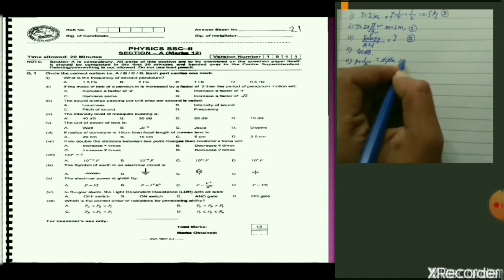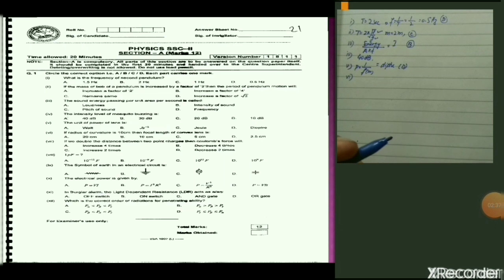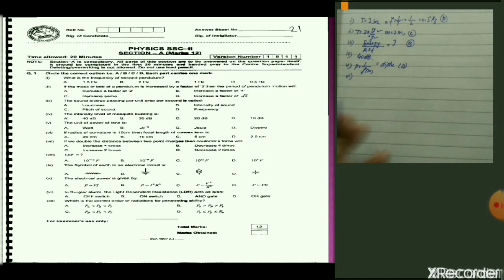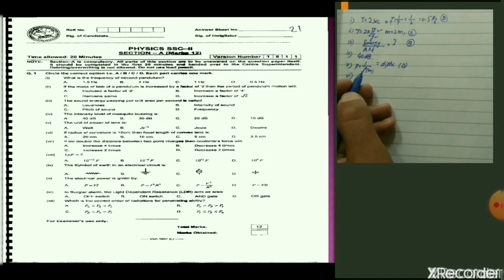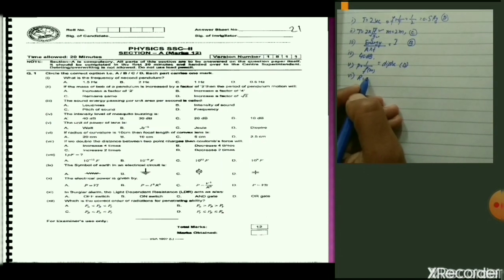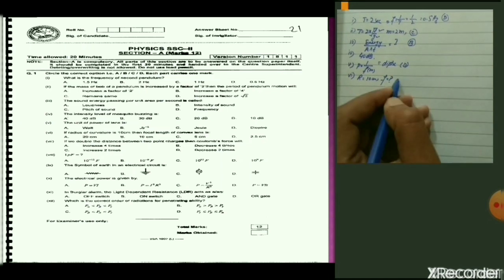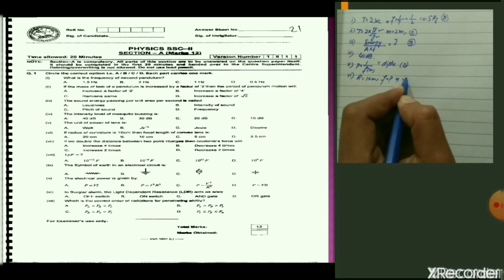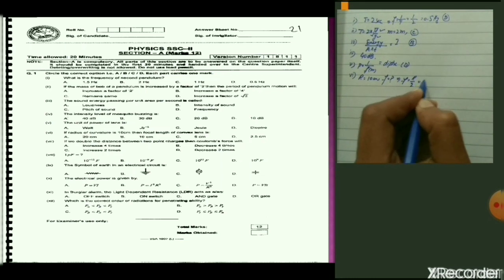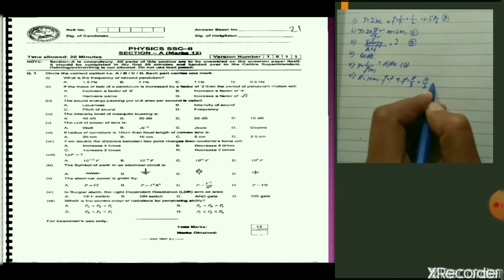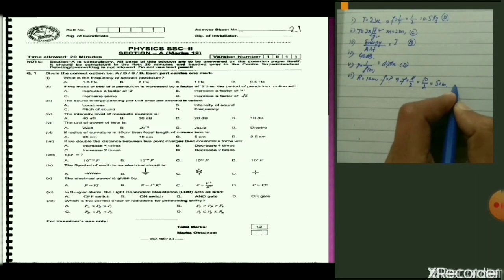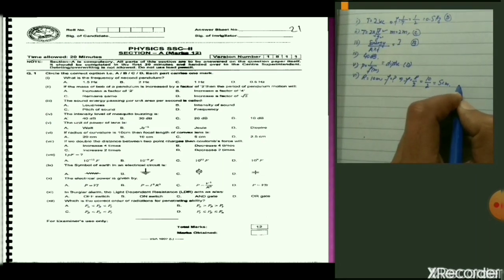Option D is correct. Part 6: The radius of curvature is 10 centimeter, then the focal length of the convex lens. Now the convex lens, the radius of curvature is equal to 10 centimeter. Find the focal length of the convex lens. As we know, the focal length is equal to r divided by 2. Putting the values, 10 divided by 2, which is equal to 5 centimeter. Option C is correct.